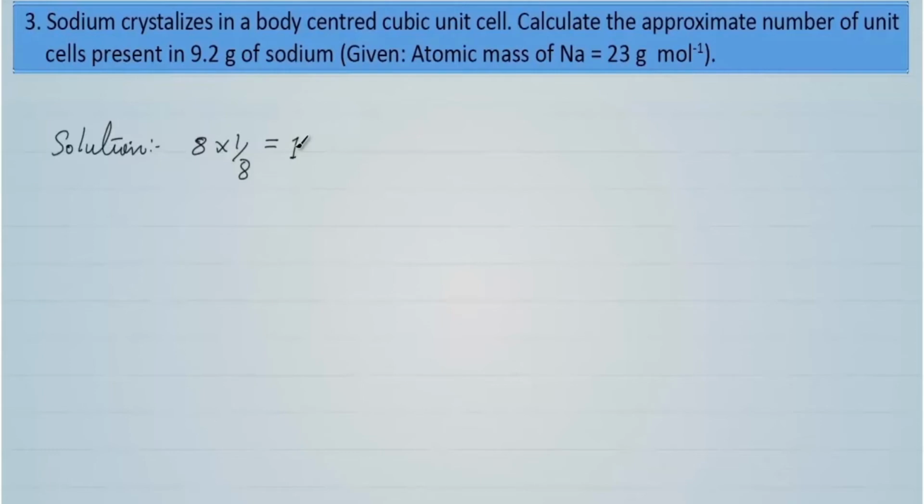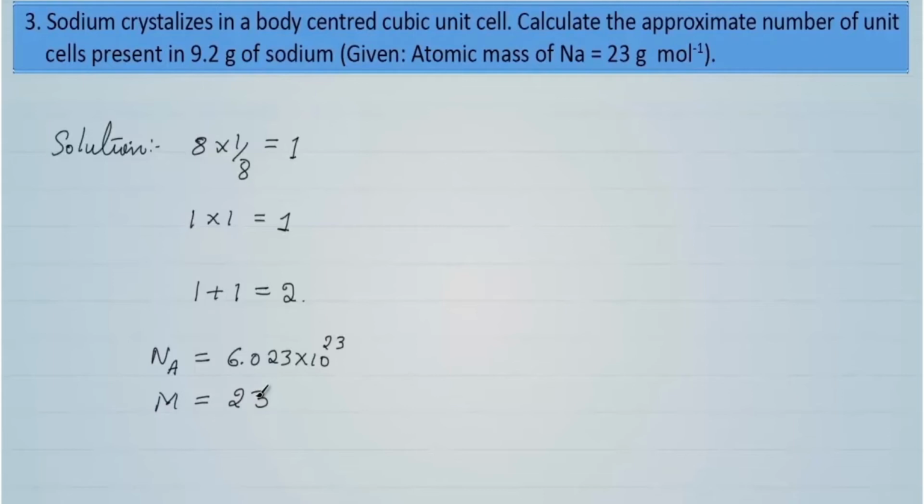Similarly, the contribution of the other atom, which is present at the center of the body, is 1. The number of atoms in a BCC, which is a body-centered cubic unit cell, is 1 plus 1, which is equal to 2. Hence, the number of sodium atoms present in 1 mole is equal to the Avogadro number, that is 6.022 × 10^23 atoms.